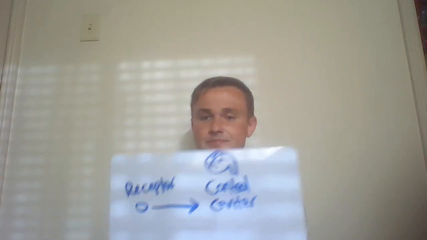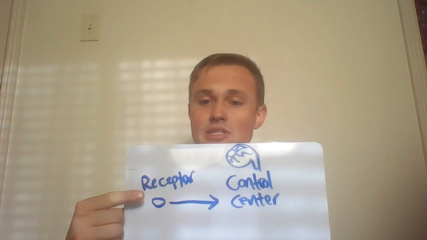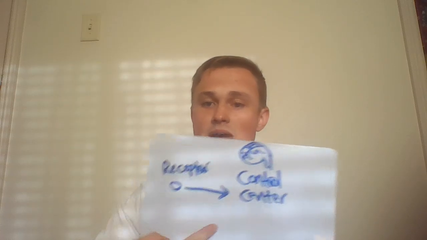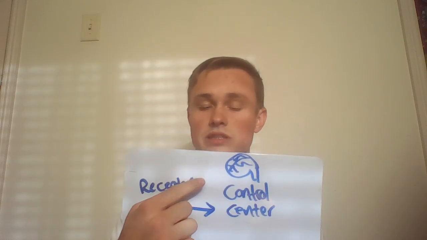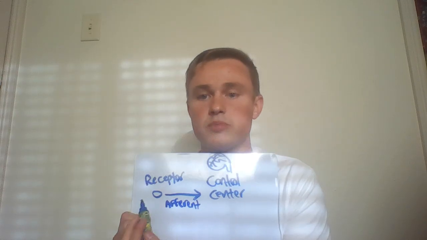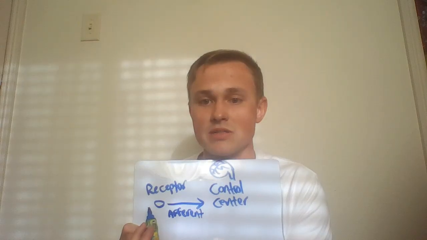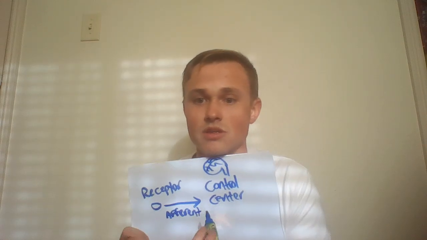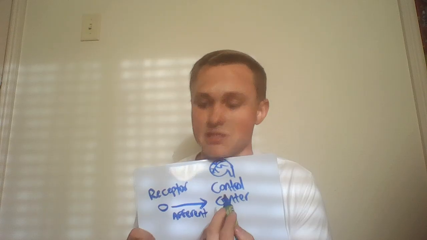I'm going to draw a really bad picture of a brain here, but that's a brain. So a receptor senses a change in the environment and sends a message to the control center. Usually the control center is the brain. Now, this pathway is called an afferent pathway, A as in apple, sending a message from the part of the body that is receiving information about the environment changing to the control center, which makes decisions based off of the information received.